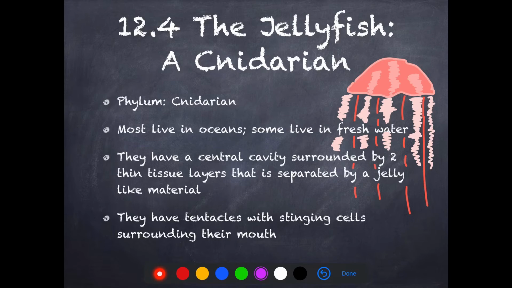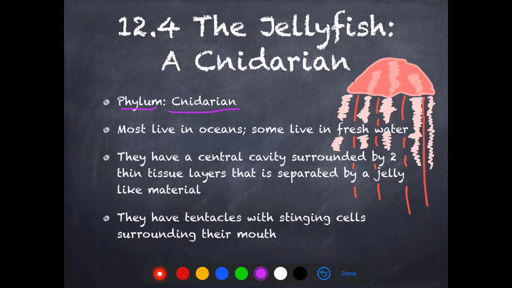Okay, let's talk about the jellyfish, also known as the cnidarian. Yes, the C is silent, so it's pronounced "nidarian." The jellyfish's phylum is the cnidarian. I drew a beautiful jellyfish for you guys. Most of these jellyfish live in the ocean. There are some jellyfish that you can find in fresh water, if you go by rivers and lakes and look over the dock, you can see some jellyfish.